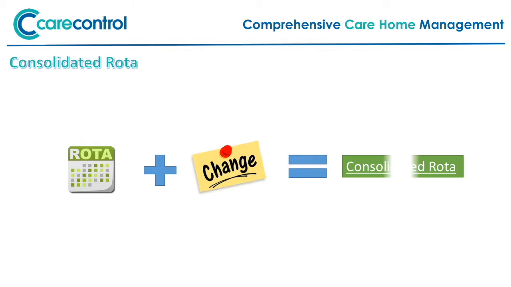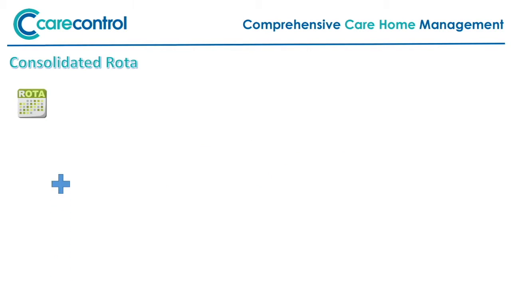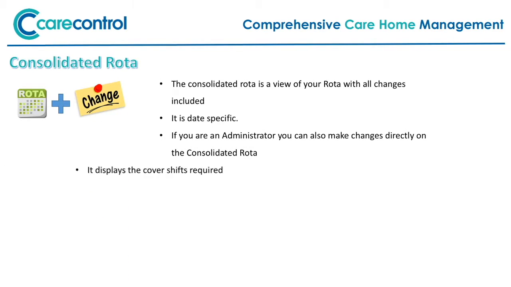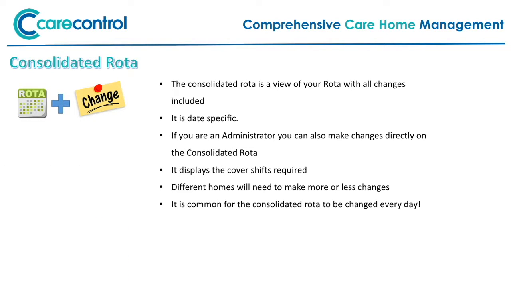When we look at the rotor and then we add the changes, we create what we call on Care Control a consolidated rotor. This is a version of the rotor which is reality. This is exactly what has happened to the staff that worked in those days. The consolidated rotor is a view of your rotor with all changes included. It is date specific. If you are an administrator, you can also make changes directly on the consolidated rotor. It displays the cover shifts required. Different homes will need to make more or less changes. It is common for the consolidated rotor to be changed every day.